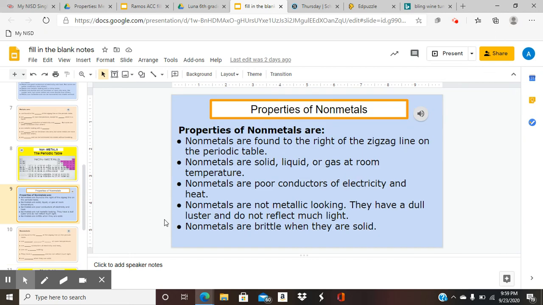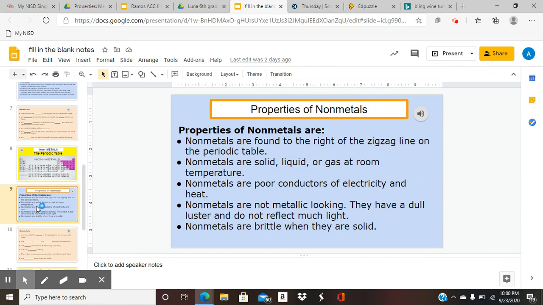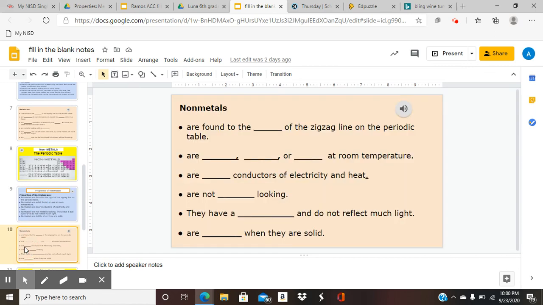Slide 9. Let's talk about nonmetals. Nonmetals are found to the right of the zigzag. They are solid, liquid, and gas at room temperature. Nonmetals are poor conductors of electricity and heat. Nonmetals are also not metallic looking, so that means they have a dull luster. They do not reflect much light. And they are very brittle when they are solid. So on slide 10, the information that I read on slide 9, you're going to use to fill in the blank on slide 10.